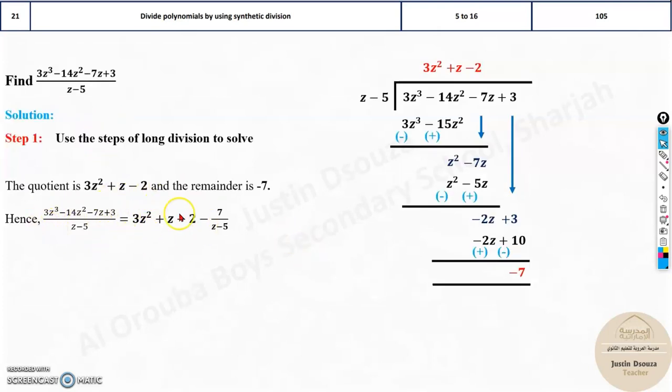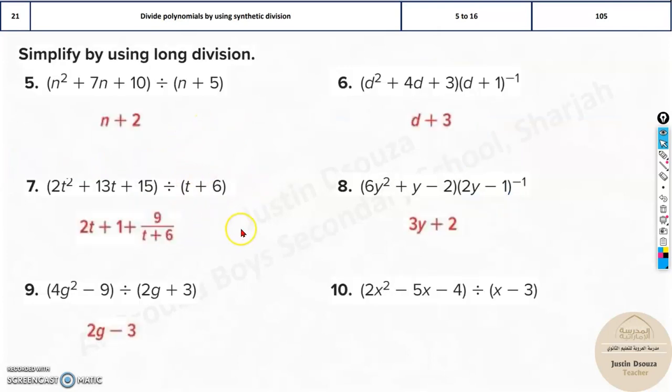You can see this over here, the remainder. So this is the final answer. This is your quotient and remainder, but write it accordingly. This would be the answer. They usually prefer it like this. You can see over here, they write the remainder divided by the divisor.